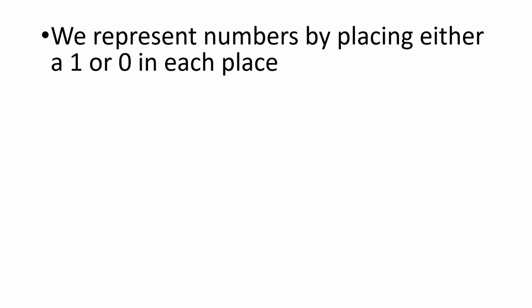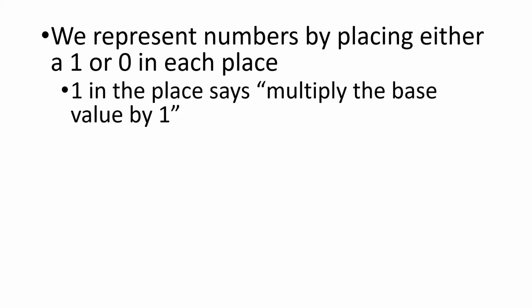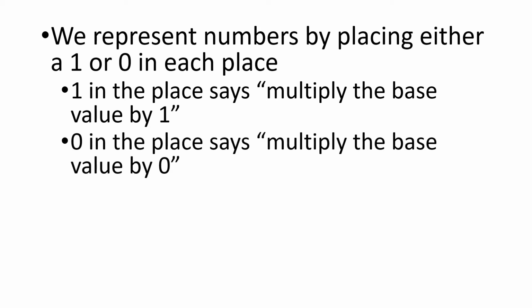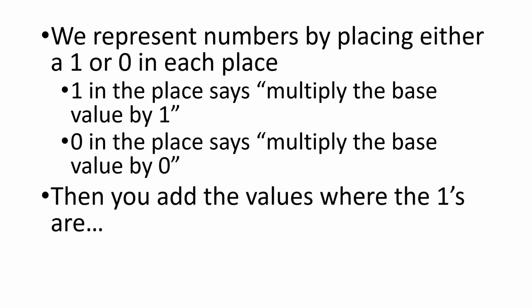We represent numbers by putting either a 1 or 0 in each place in that chart. A 1 in the place says multiply the base value by 1, and a 0 says multiply the base value by 0. Essentially, we want to add the values where the ones are in that chart. Let me show you exactly what I'm saying, because this is a little confusing, but I think it's going to click as soon as I start putting these 1s and 0s in the places.